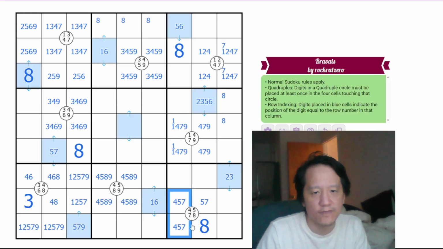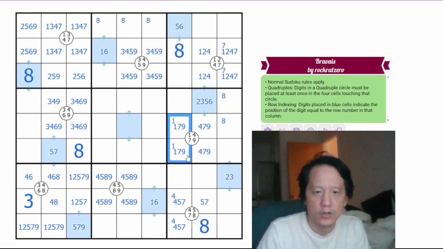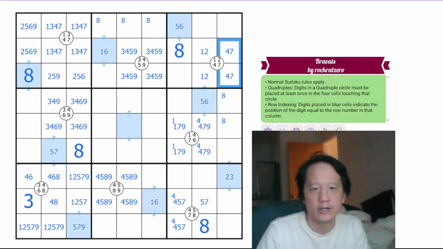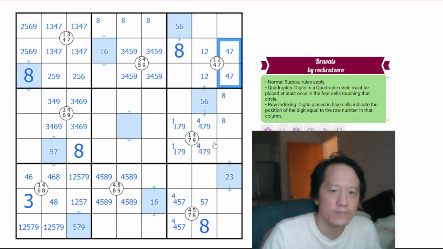So this cannot be 4, therefore 4 has to be here. 4 cannot be here anymore. So where's the 4 surrounding this quad? It must be here. So this cannot be 4. This is a 1-2 pair. So 4 must be in the 5 or 6 position. This can't be 1 or 2. This becomes a 4-7 pair here. Therefore, 7 is in the second or the third spot, which we already knew.